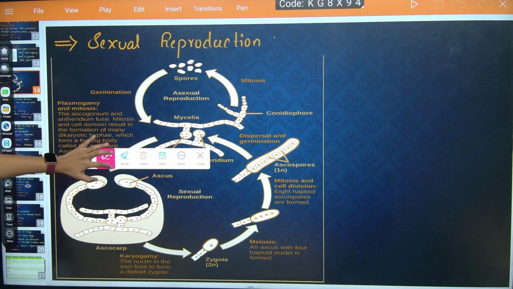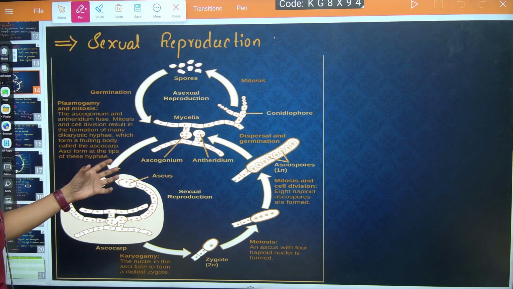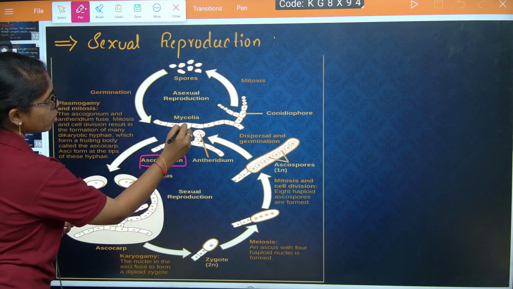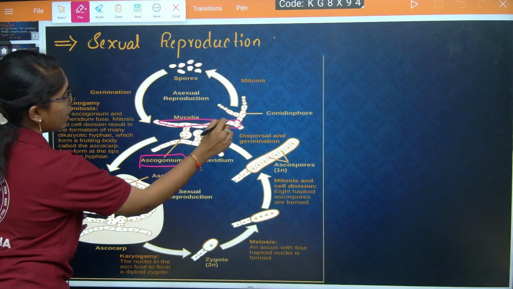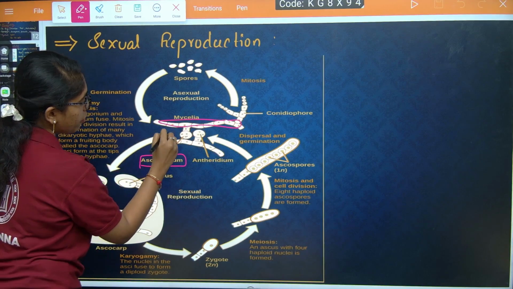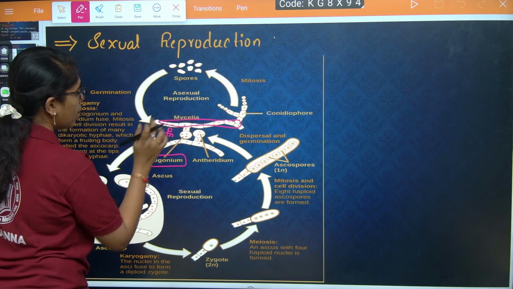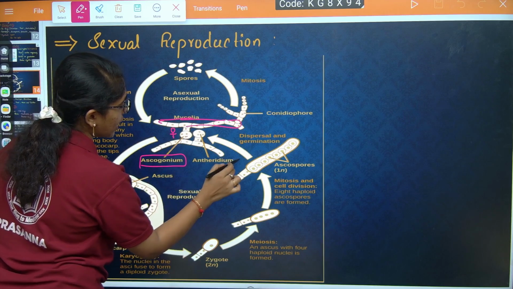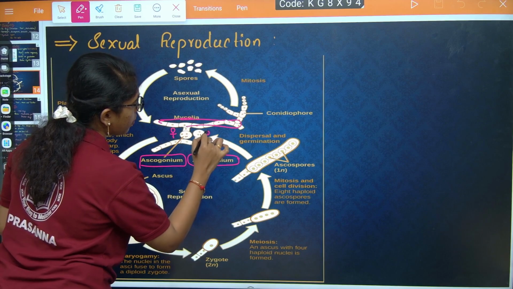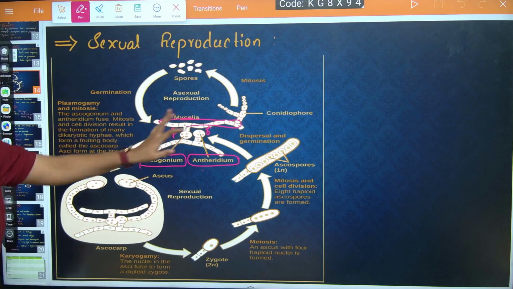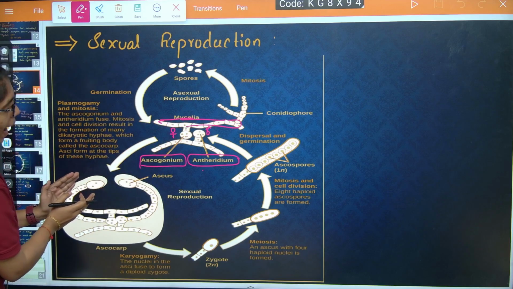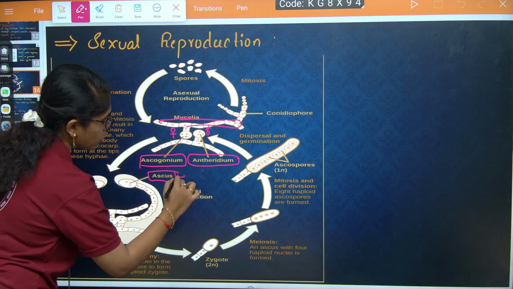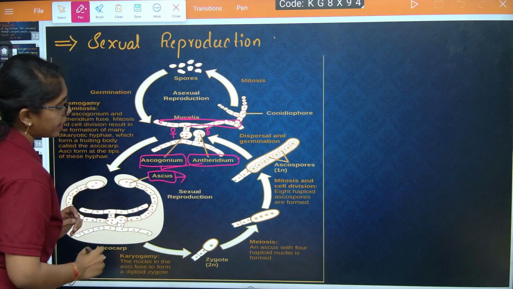The female hypha which bears the female gamete is the ascogonium. See here, this is the mycelium bearing the ascogonium, that is the female gamete. Here, the antheridium is bearing the male gamete. Ascogonium and antheridium will fuse and form the ascus.